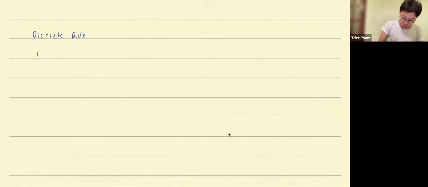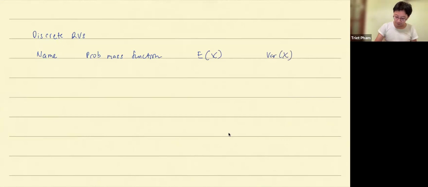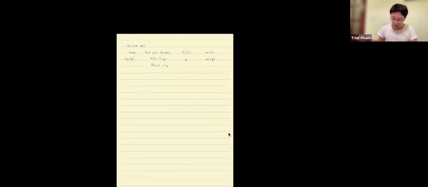So the name, right? We have the probability mass function, right? And then let's say expectation and variance, right? And so the first thing is Bernoulli. So here, one with probability P, 0 with probability 1 minus P, expectation P, variance P times 1 minus P.